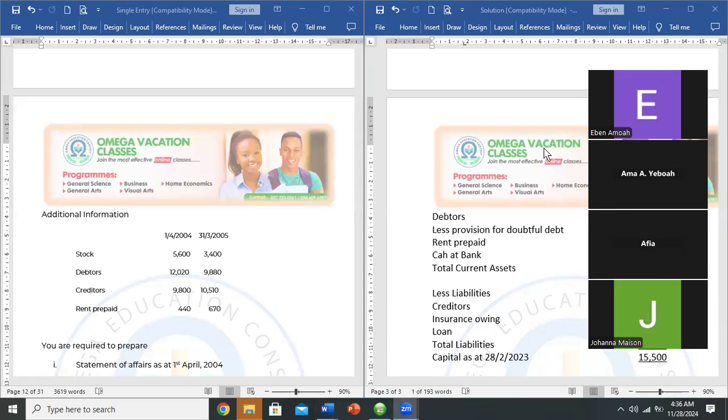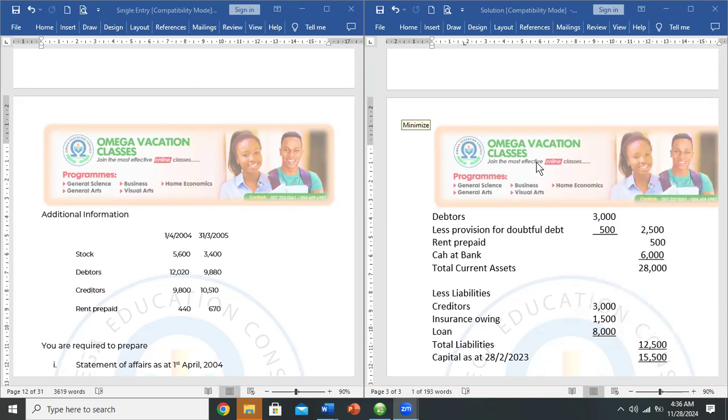Okay, so our last illustration we'll see today is the one that we just read, where this time we're given a cash book, right? And we're given information on assets and liabilities on particular dates. Okay, so let's go through and see.